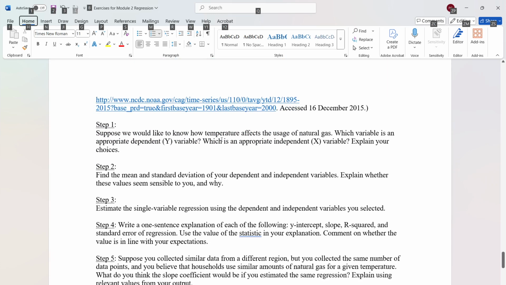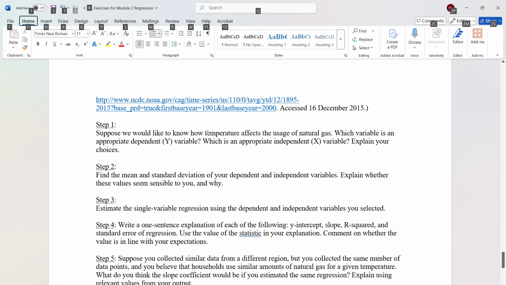Suppose we would like to know how temperature affects the usage of natural gas. Well, here's a business case. Do you believe that the temperature outside affects demand for your product? Do you believe that the time of year affects demand for your product? Do you believe that some other variable that perhaps you have available in machine readable format affects demand for your product? If so, you may be able to estimate the relationship between your sales and that other variable.